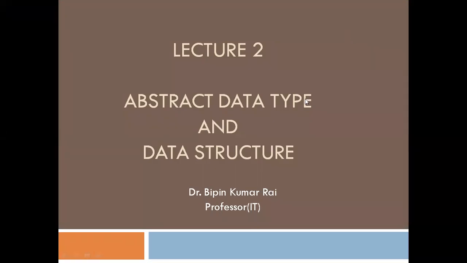Hello friends, today we will discuss abstract data type and this remaining part of our discussion on introduction of data structure. In the last lecture, I talked about some basic concepts of data structure. What is the difference of data and information? What is the use of data structure? What are the ways for selection of data structure? And very briefly, I talked about linear and non-linear data structure.